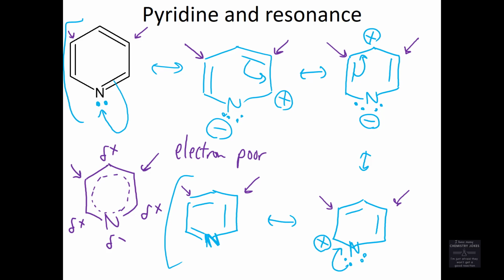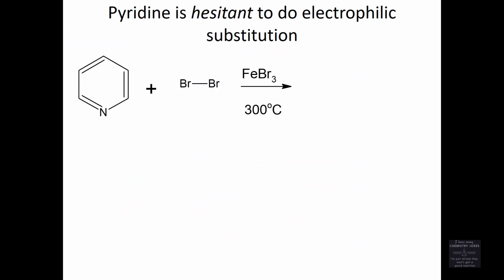Because it's electron poor, do you suspect it will do electrophilic aromatic substitution? Not well. It's not so good at electrophilic aromatic substitution. It can do nucleophilic aromatic substitution well, because what's good for one is bad for the other, and vice versa. So pyridine is capable of doing electrophilic aromatic substitution, but it's hesitant to do so. We have to cook it to pretty extreme conditions.